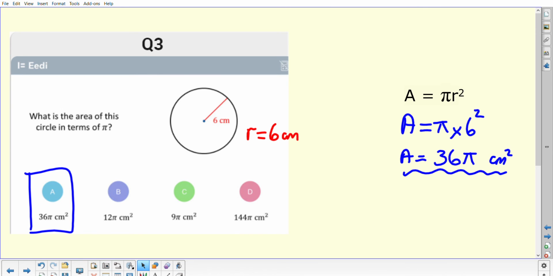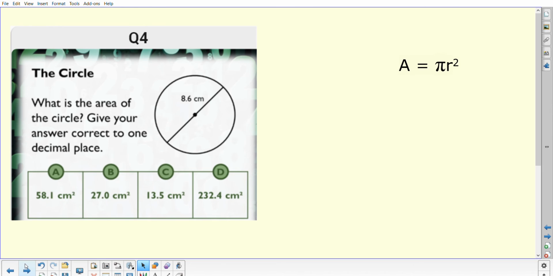And that's it. You don't need to get it to any decimal format. You can just leave it at that point. For question 4, what's the area of this circle? Give your answer to 1 decimal place.